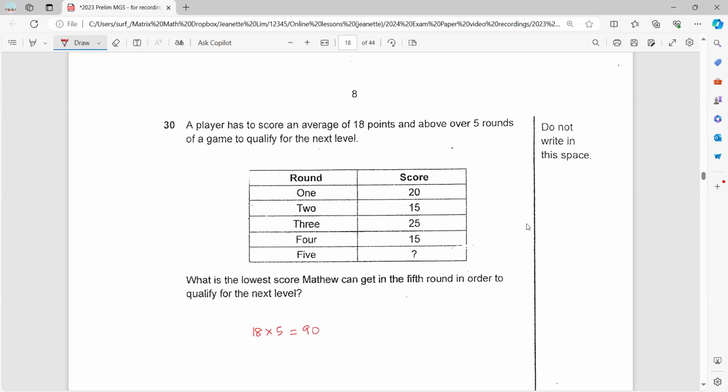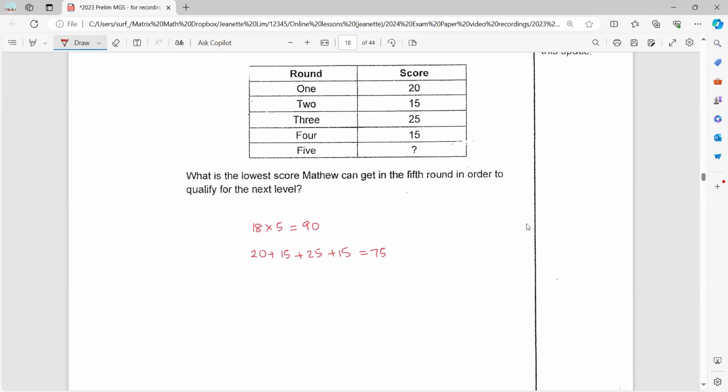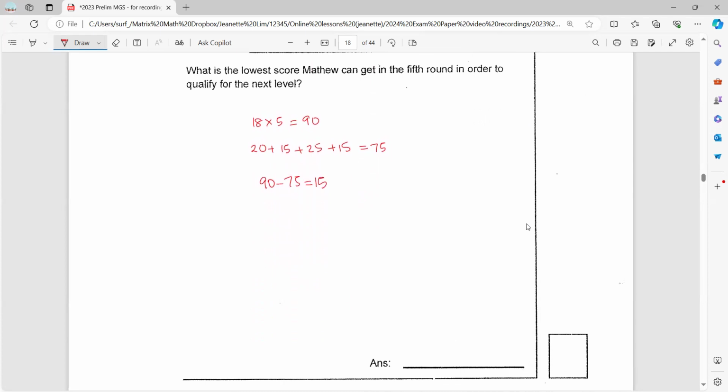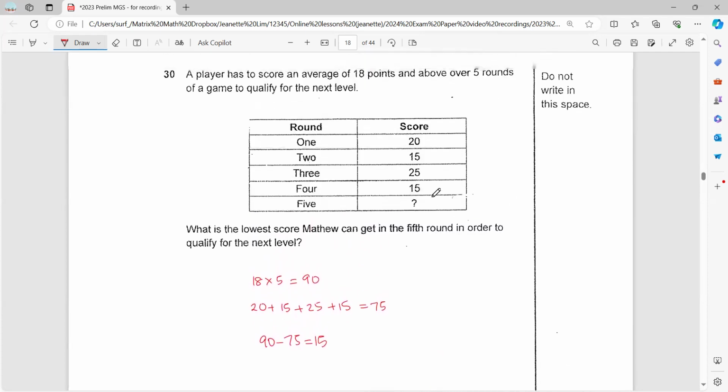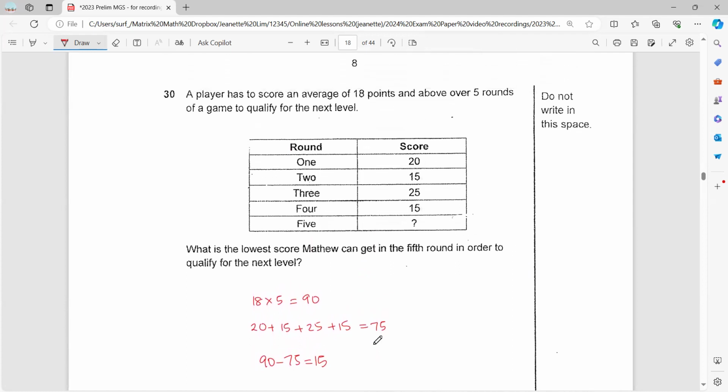Now, what is his scoring for the first 4 games? So we add them up. Which is 75. So for his last game, to make it 90, take 90 minus 75, which is 15. He just needs to score 15 points. Okay, so this is how you get the score for the 5th round.